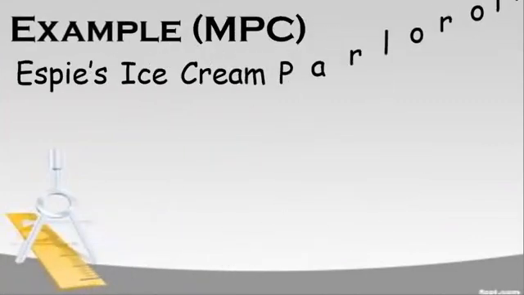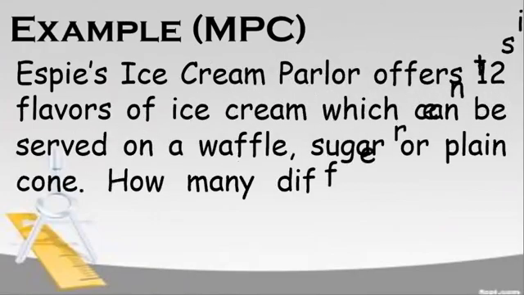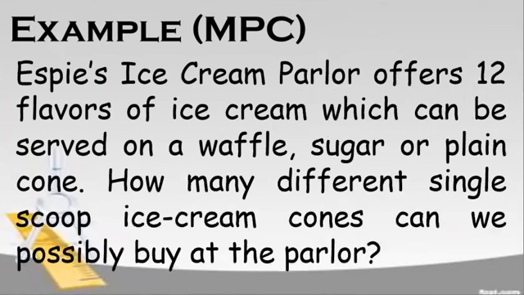So example po natin ng multiplication principle of counting. So let me read the problem first. So SP's Ice Cream Parlor offers 12 flavors of ice cream which can be served on a waffle, sugar, or plain cone. And how many different single scoop ice cream cones can you possibly buy at the parlor? So kumbaga nagkaroon na po dito ng combination.